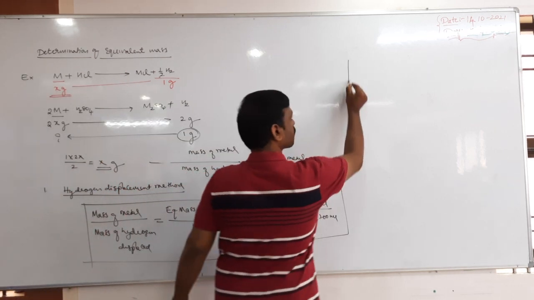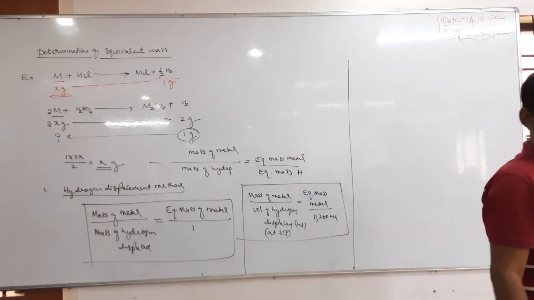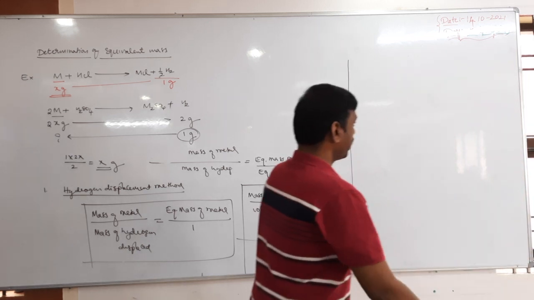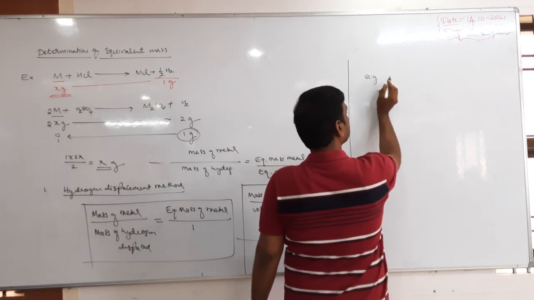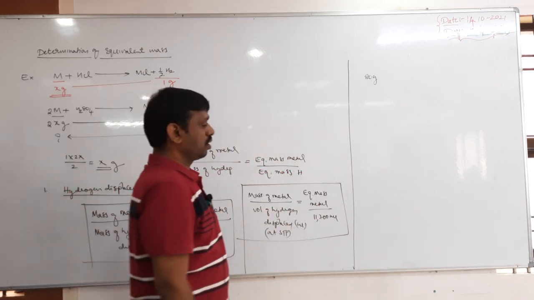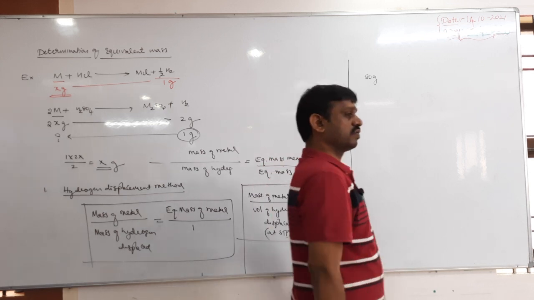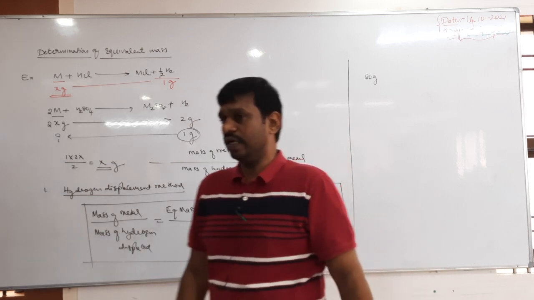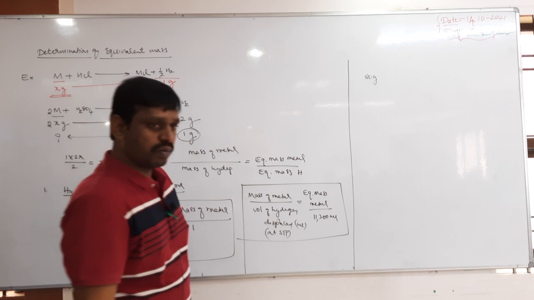Okay, take one question. 80 grams of metal can displace 8 grams of hydrogen on reaction with dilute sulfuric acid. Calculate the equivalent mass of metal.